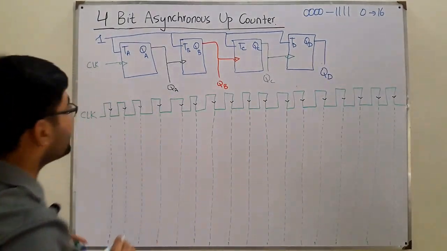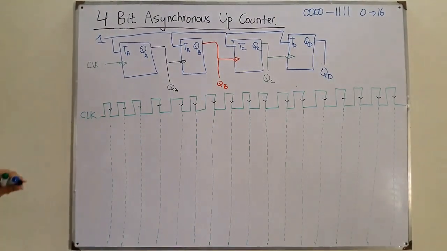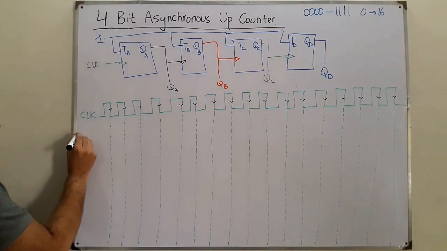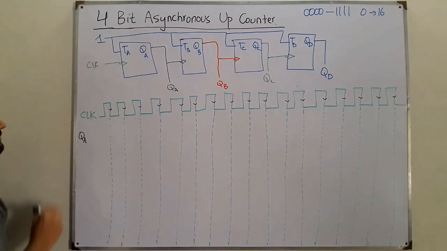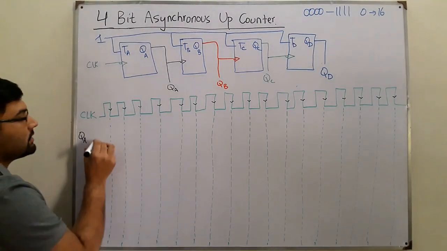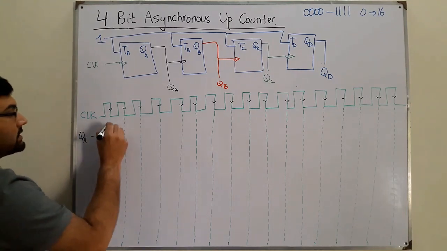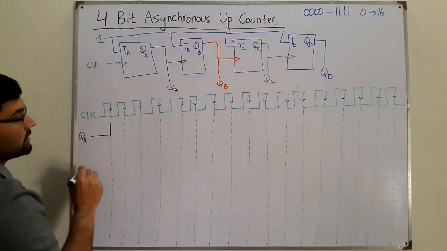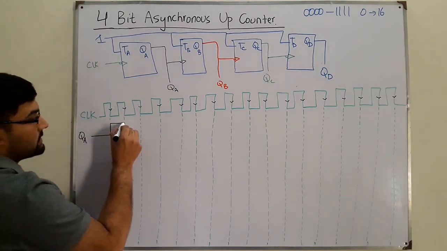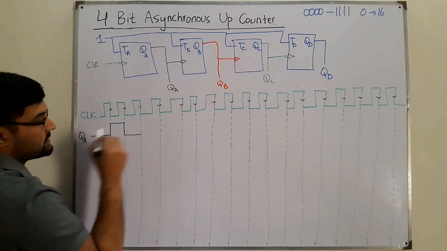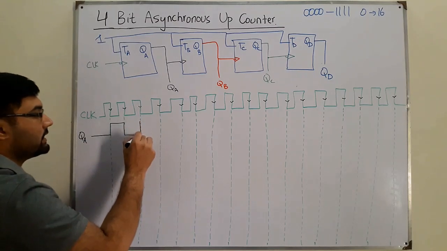Now what do you do? The first output is, let's say QA. This is QA. Initially, supposed to be 0. Fine, this is 0. Now, what do you do? It toggles at the first falling edge. Okay, this is toggled. Now, till the next falling edge, it will stay high and then it toggles again at the falling edge. We'll stay low till the falling edge, on the falling edge toggle.